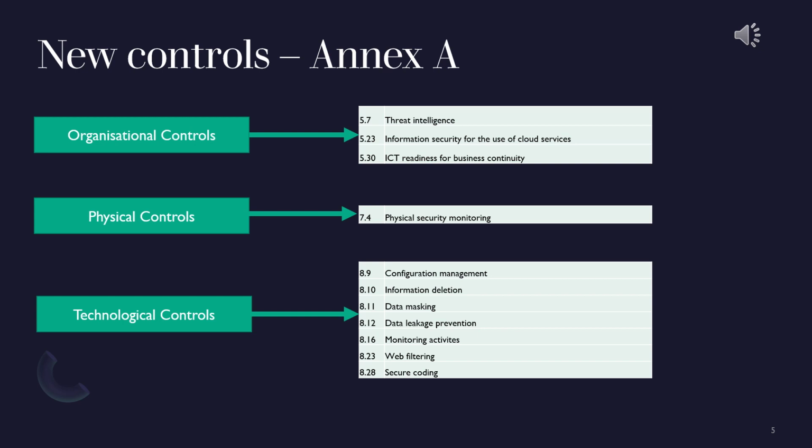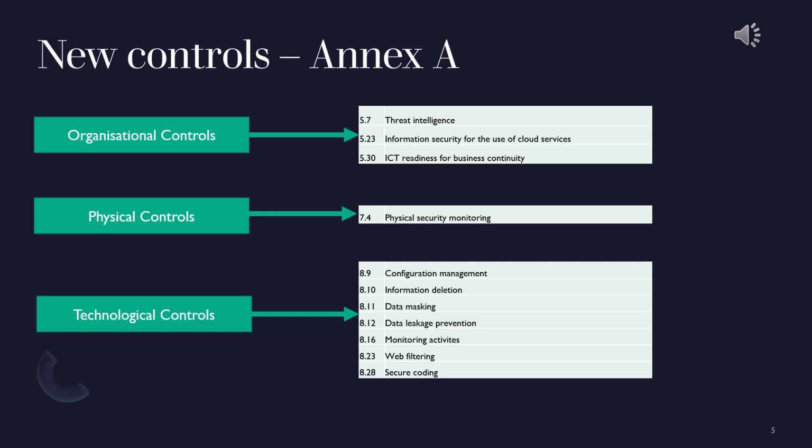Control 8.12, Data Leakage Prevention. This is another control that many of us are likely to have in place already. But how do we prevent data leakage? Well, first we must identify where the data can be leaked from, and again we need to consider networks, cloud services, devices, people and premises, and design controls to prevent data being obtained in an unauthorized way.